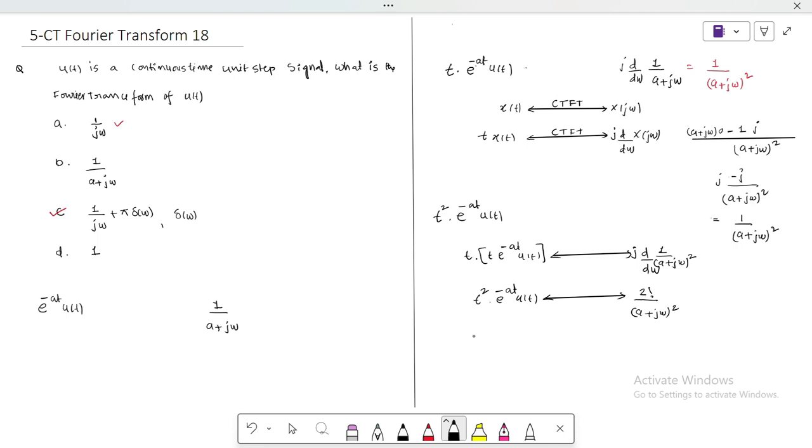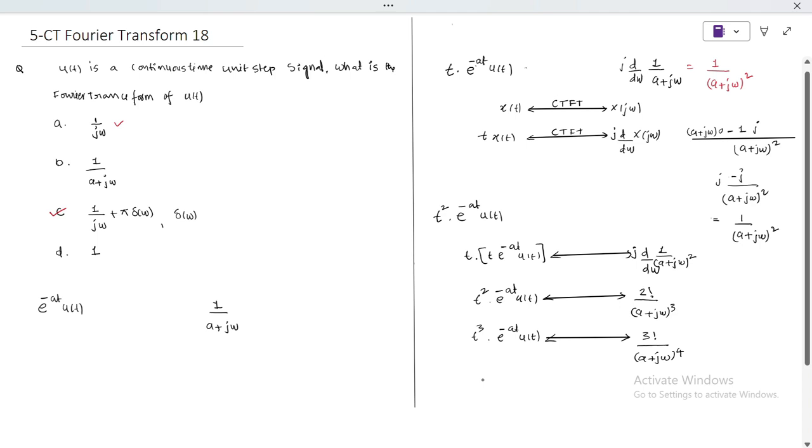So 2 factorial. For t to the power of 3, you will get e power minus a t u of t. Here we will get 3 into 2, so that is 3 factorial by a plus j omega to the power of, sorry, here we'll get not power 2, here power 3, here power 4. So from this concept, you can write directly in formula.